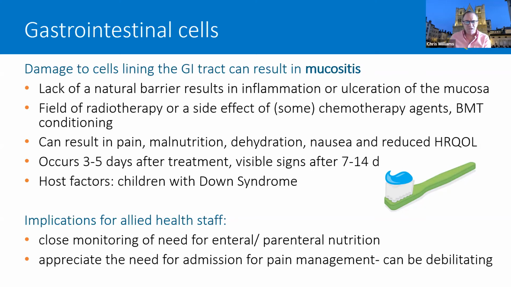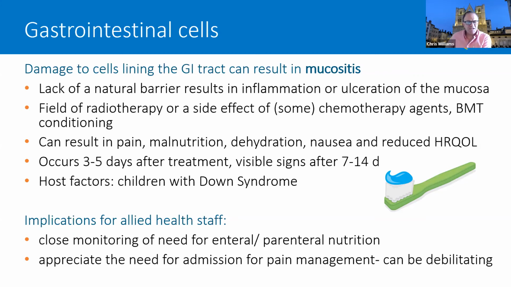Not all of them, but many of the solid tumour patients are most at risk, and high dose intensity protocols during leukemia treatment, and all of the bone marrow transplant conditioning will have some degree of mucositis. This can result in pain, it can result in malnutrition, dehydration, nausea, and definitely reduced health-related quality of life. It usually starts to occur, that breakdown in those cells, about 3 to 5 days after treatment. The normal cells lining the GI tract rapidly divide. So once they die from the therapy, it takes a while for the others to start to grow, and that's when we start to see the visible signs. And the visible signs of mucositis are sometimes about a week to 2 weeks after treatment.